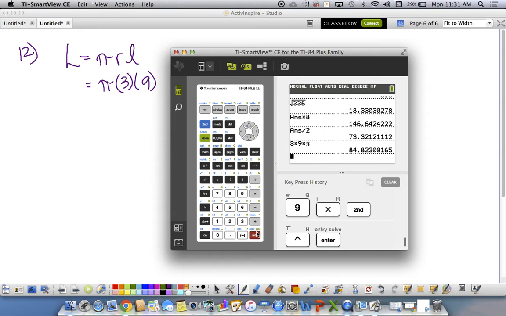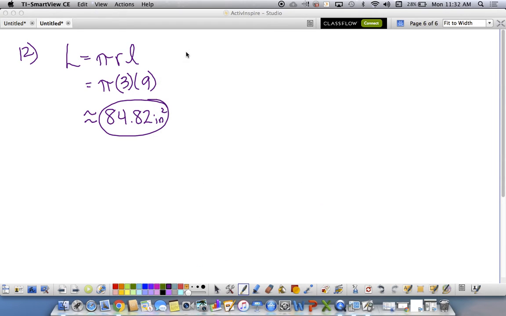Okay, 84.82, round to the nearest hundredth. So it's approximately 84.82 inches squared. Okay, use the pi button. Just do it. Number 13, the vertices of a triangle.